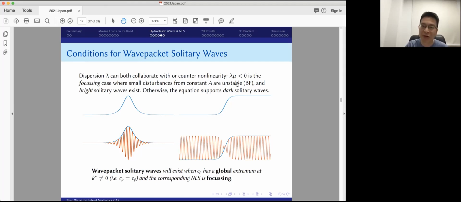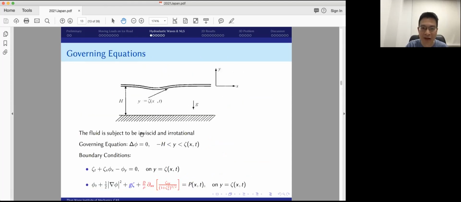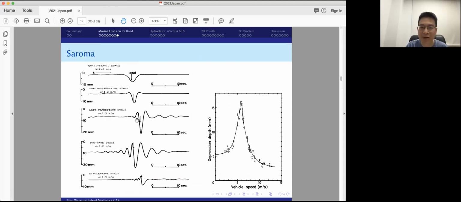And if lambda times mu is positive, then the NLS is called defocusing NLS, and you only have dark solitary waves. You don't have solutions that decay to 0 in the far field. You only have dark solitons, which approach a constant in the far field and decay to 0 in the middle. So from the weakly nonlinear theory, if we want to find the wave packet solitary waves as you observed in the experiments, you have a pulse in the middle and oscillatory decaying tails in the far field.